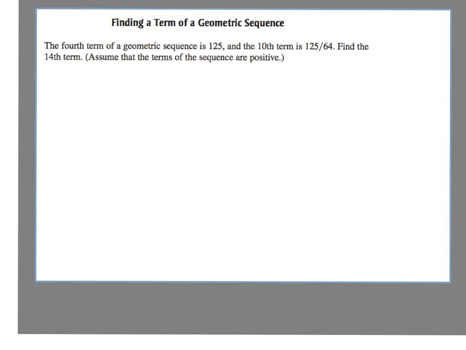The fourth term of a geometric sequence is 125, and the 10th term is 125/64. Find the 14th term. All right, fantastic. So I'm given that a sub 4 is 125, and a sub 10 is equal to 125/64. Now, this is a geometric sequence. I eventually need to find a sub 14.